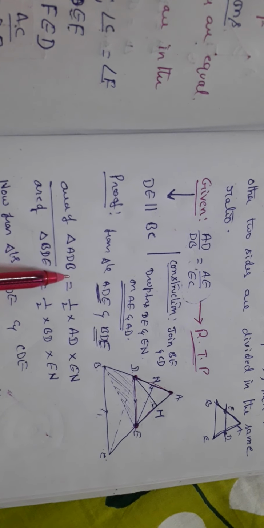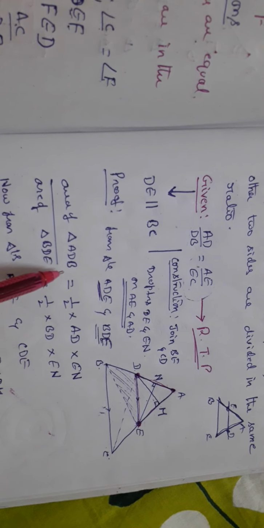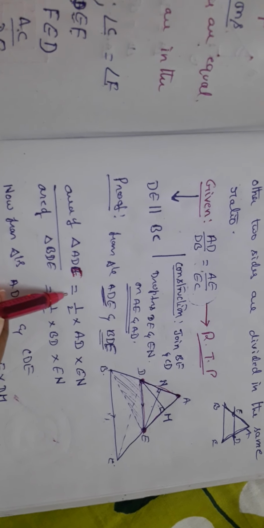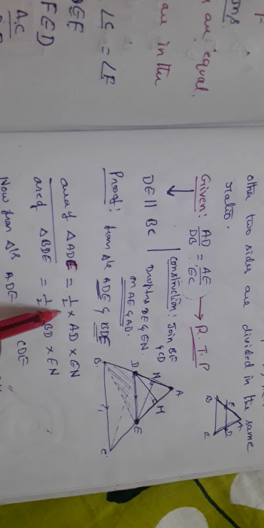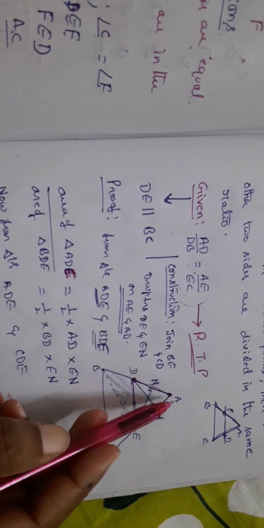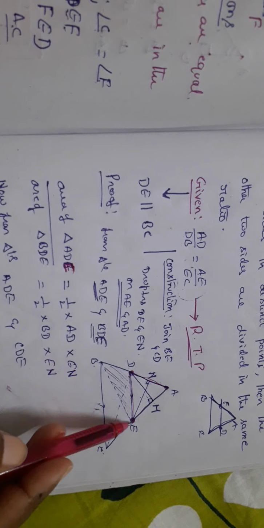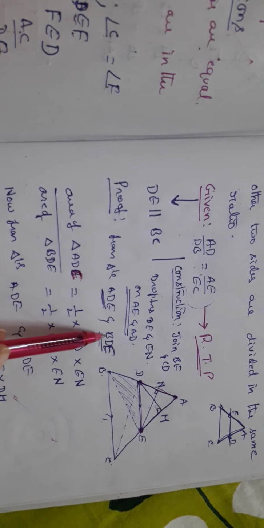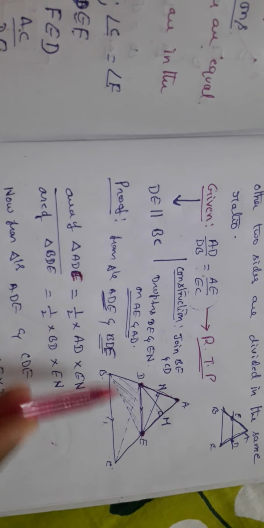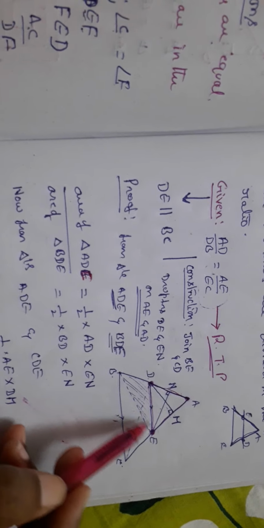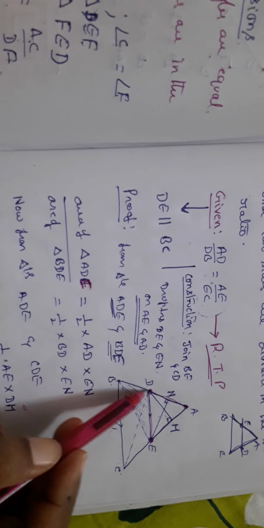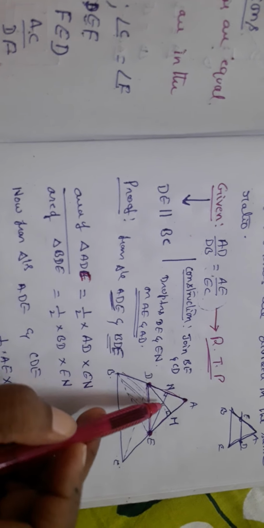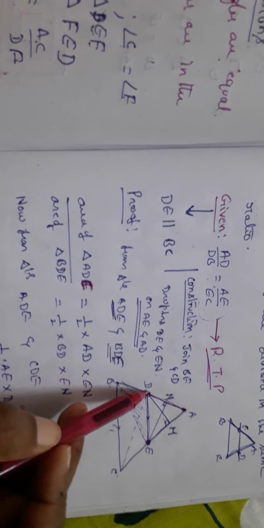Area of triangle ADE is equal to half into AD, which is the base, into EN, EN is the height. Now which is the other triangle you are taking? BDE. This shaded area is the other one you are taking. For this also, if you extend the base and drop a perpendicular from the opposite vertex, then this is the height and this is the base.